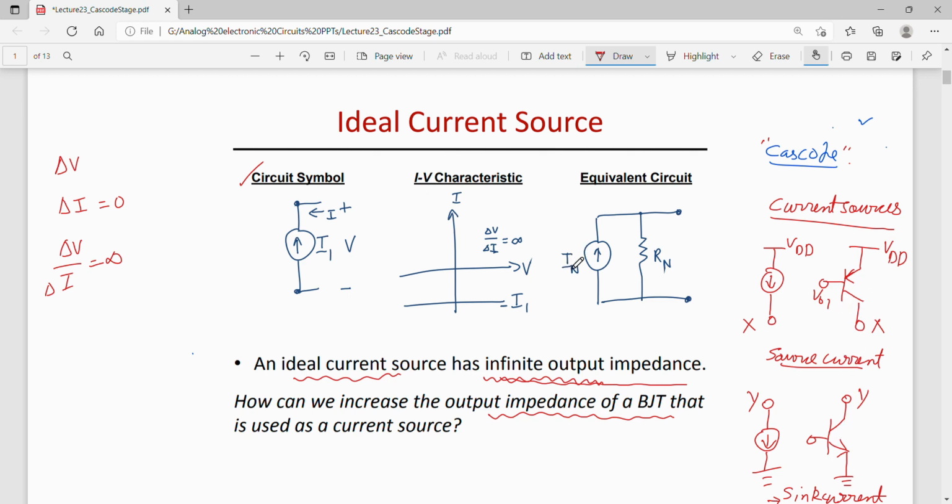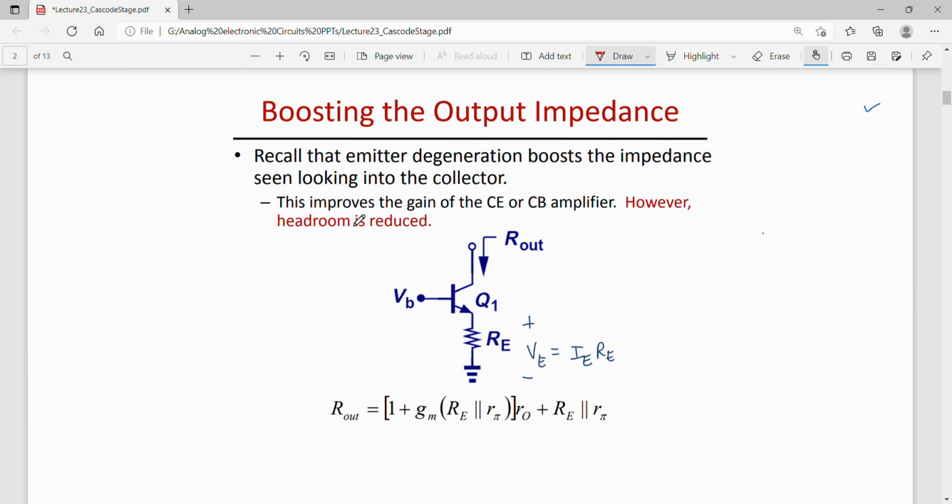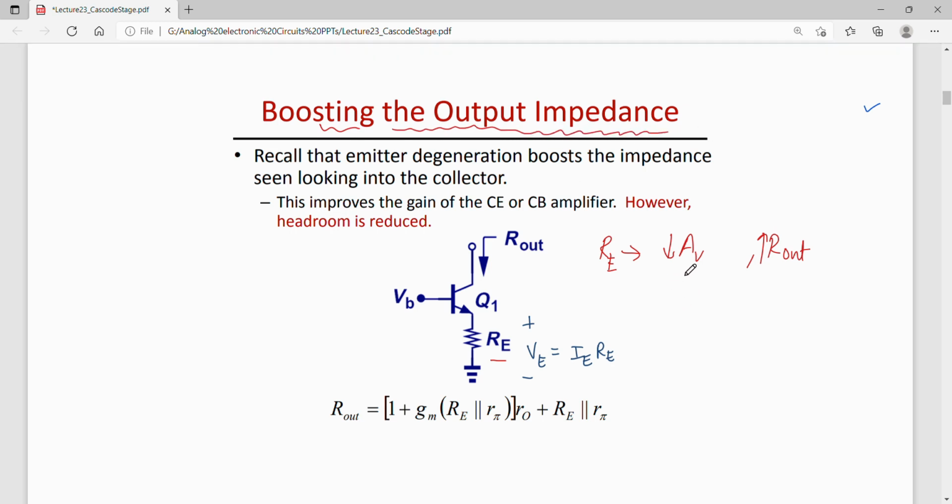For that, we remember that in a common emitter configuration, we had commented some time back that if you put an emitter degeneration resistance, then this reduces the gain, but it increases the output impedance. So the role of this RE, that is emitter degeneration, in the common emitter configuration is to boost the output impedance. But we understand that the gain suffers.